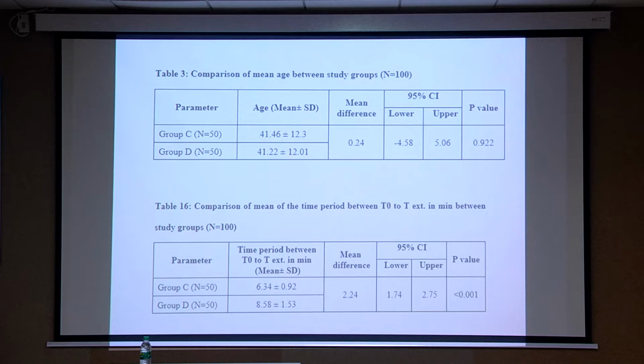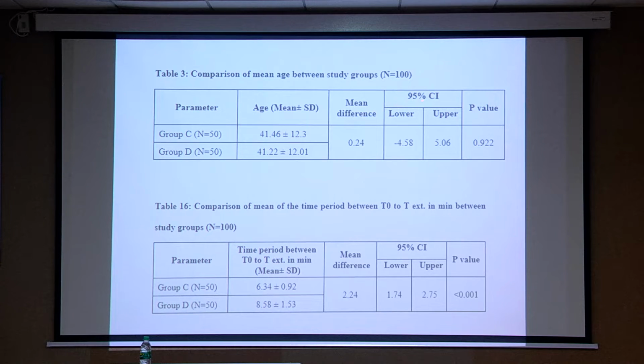Here is an example I took from one study. The study is on the use of dexmedetomidine infusion versus normal saline infusion to attenuate the emergence response in ENT surgeries. Group C is the control group and group D is the dexmedetomidine drug group. Here the age was compared: comparison of mean age between study groups. The mean difference is 0.24. We don't know whether this 0.24 difference is a real difference or occurred by chance.